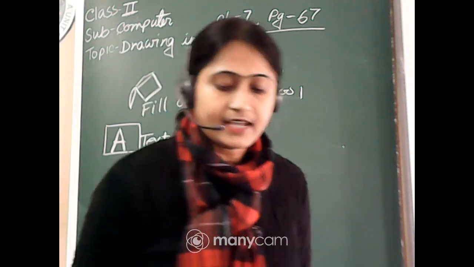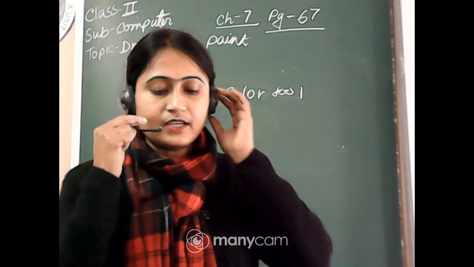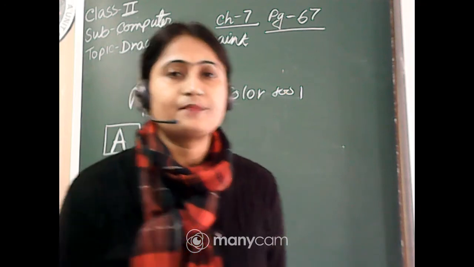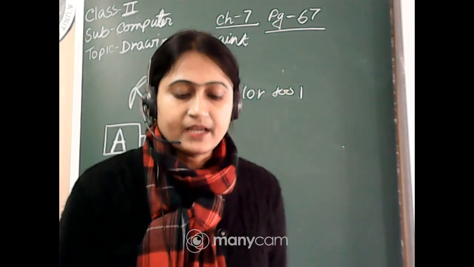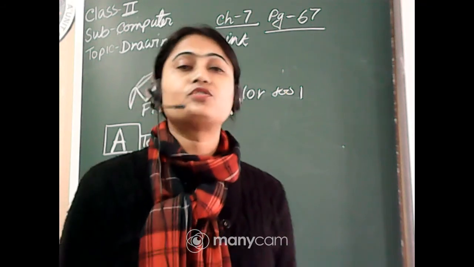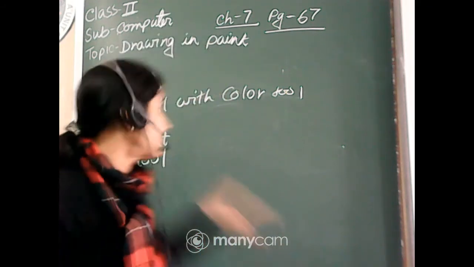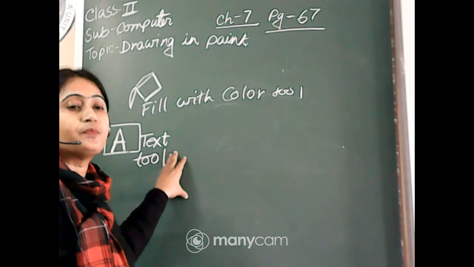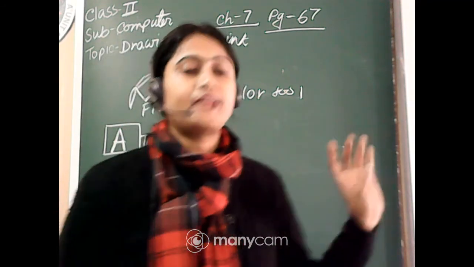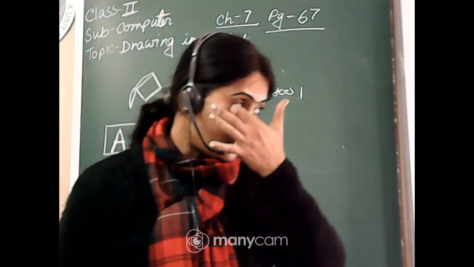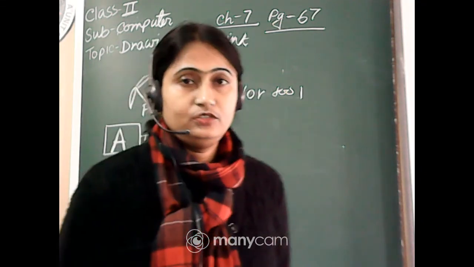To add the text in the image, follow the given steps. We have to follow the steps if we want to write something inside the picture. Okay. Click on the text tool from the tools group. I already told you the text tool is present inside the tools group. Eraser tool, fill with color tool, text tool, these all are under the tools group.